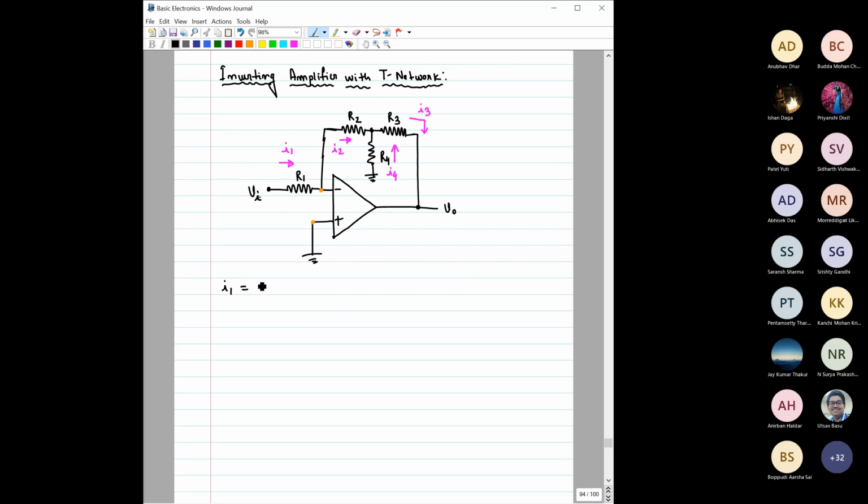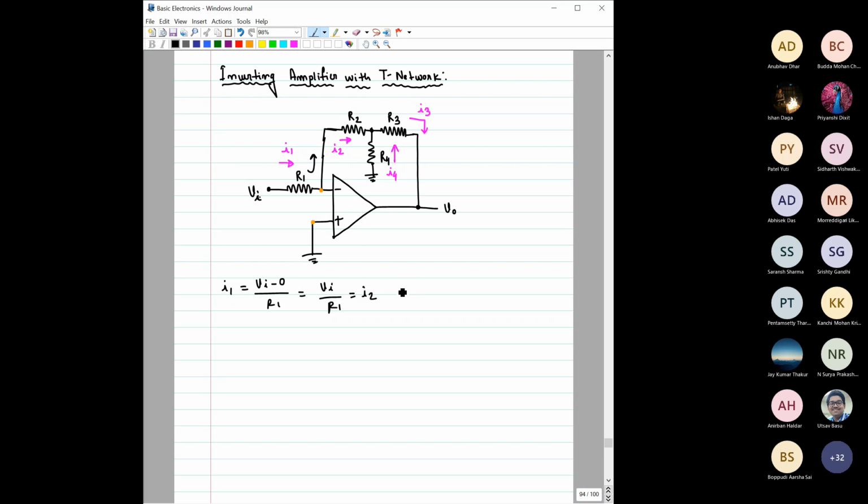So what is I1? I1 is equal to Vi minus 0 by R1. So that way it is Vi by R1, right? And this I1 is current. No current can flow through this. So this I1 current has to flow through this way. So that way I1 would be equal to I2.